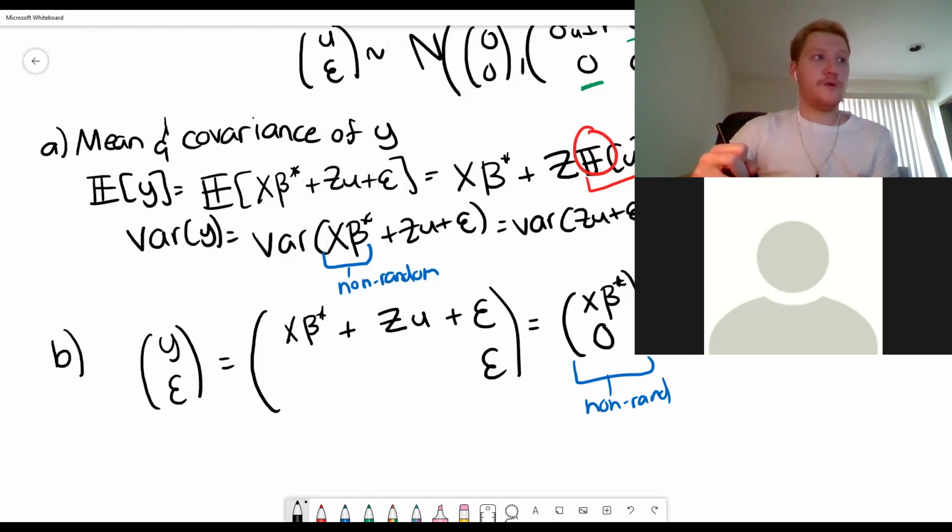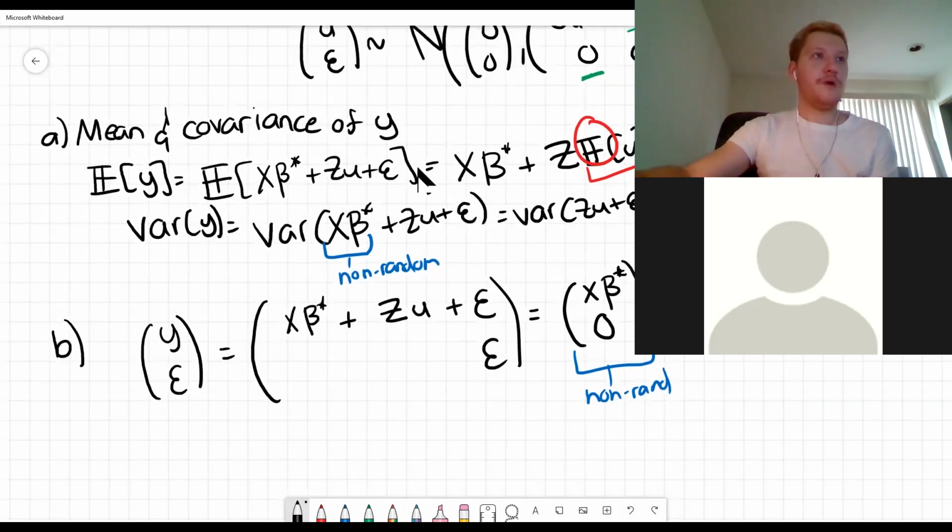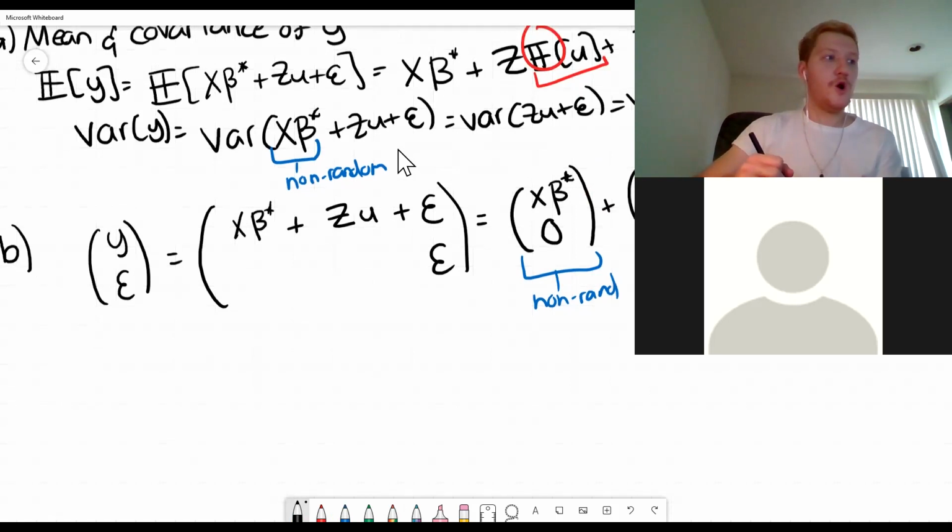Plus, okay, and you'll see what I'm doing in a second. Z times the identity, 0 times the identity, times u epsilon. Okay, so I'm not going to finish this, but I want you to note that you already know this distribution, right? This was given above.